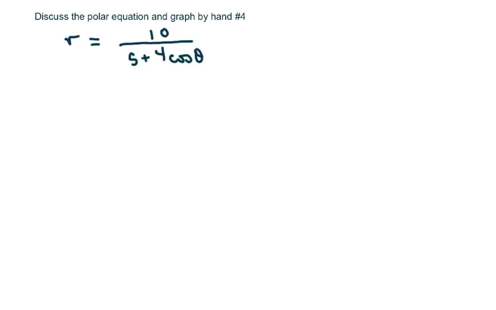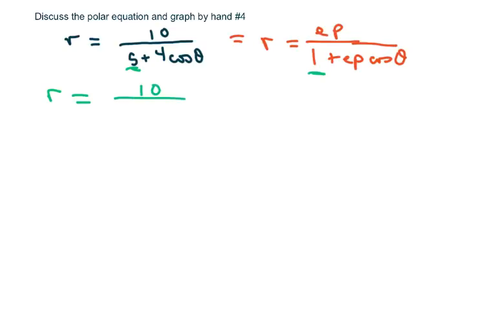Hi everyone, we're going to discuss the polar equation and graph by hand. Do you recall the form for polar equations, ep over 1 plus e cosine of theta? This one doesn't have a 1 here, so we're going to write it with 1. So we have r equals 10 over, I'm going to factor out a 5, to get 1 plus 4 over 5 cos of theta. So we rewrote our equation.